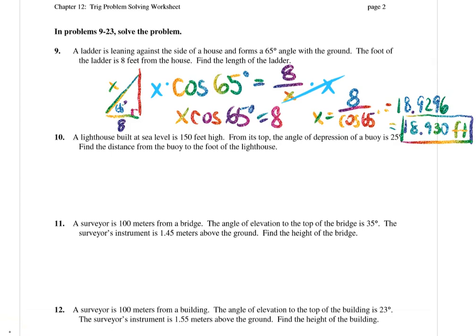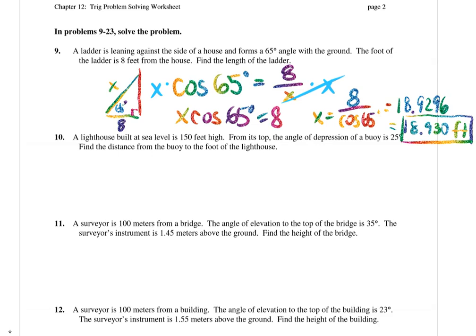That's basically what you want to do for each problem. Draw the picture, then use trig ratios to solve an equation. So let's look at number 10 next. A lighthouse built at sea level is 150 feet high. From its top, the angle of depression of a buoy is 25 degrees. Find the distance from the buoy to the foot of the lighthouse.